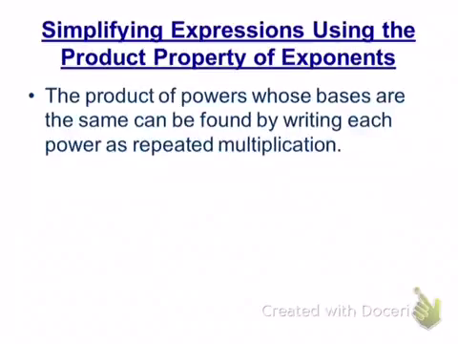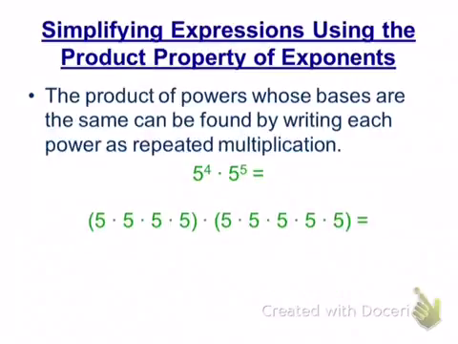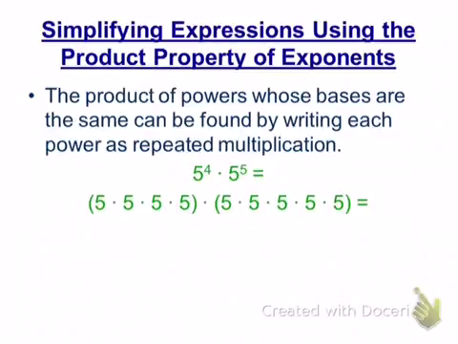See, this statement says the product of powers. What's a power? Something that has a base and an exponent. The product of powers whose bases are the same can be found by writing each as a repeated multiplication. So we could take 5 to the 4th times 5 to the 5th, and we could write it as 5 times 5 times 5 times 5 times 5 times 5 times 5 times 5 times 5, which is 5 to the 9th, right?